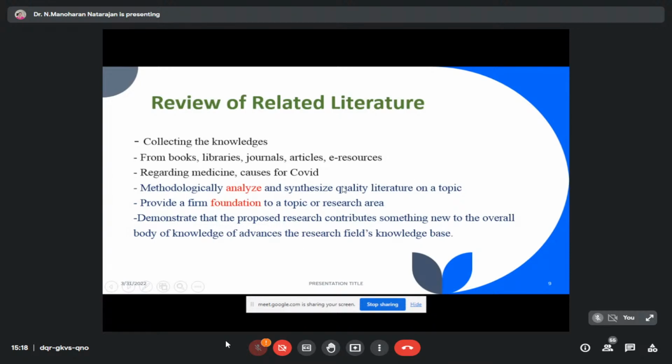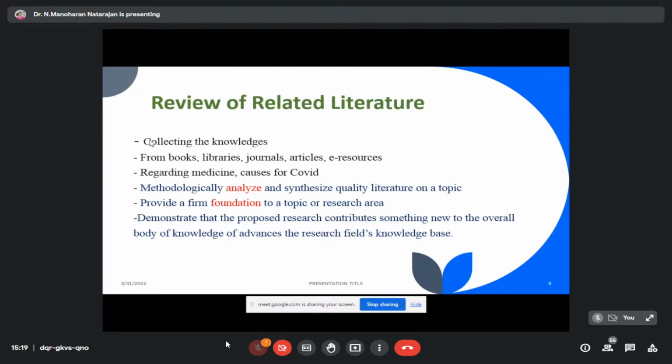So the entire thing is on a knowledge base. Entire thing is the knowledge base, and everything will be there. So we have to collect the information related to us, and we have to go with these things. This is the second step or second stage of your research.